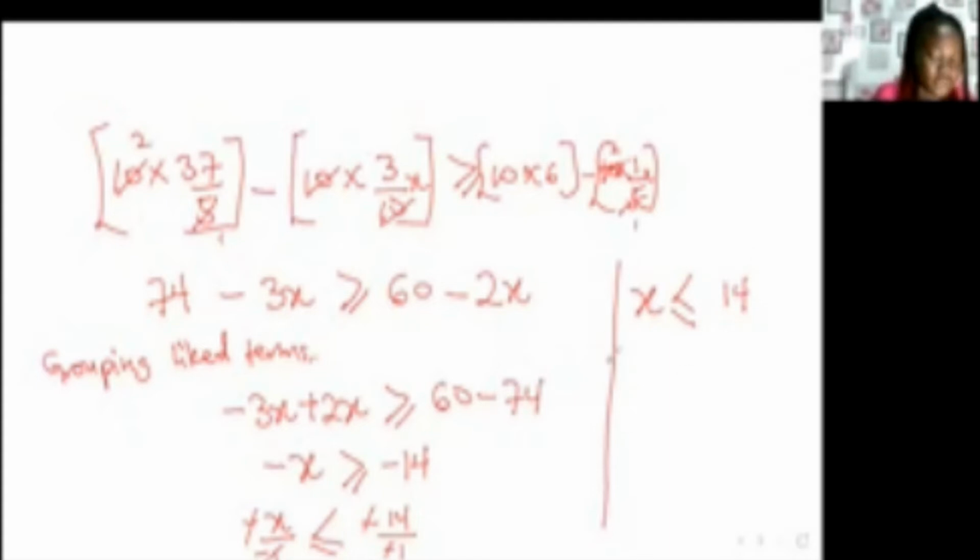The question was, find the true set. So we are going to have x such that x is less or equal to 14. That is the solution. So the solution set is x such that x is less or equal to 14. And the last part of the question was, illustrate this on a number line. So let's illustrate this on a number line.